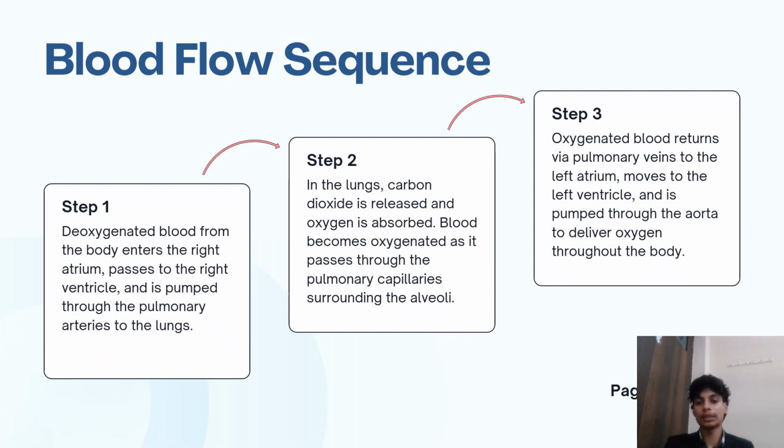And as you can see in step 3, oxygenated blood is returned by the pulmonary vein to the left atrium, moves to the left ventricle, and is pumped through the aorta to deliver oxygen throughout the body. So here is the complete sequence, or you can say the complete circuit, which is also double circulation, because the blood enters the heart twice.